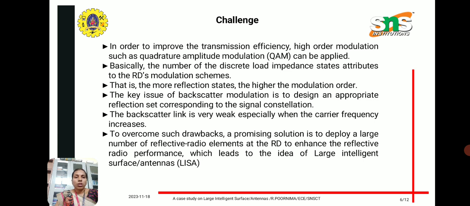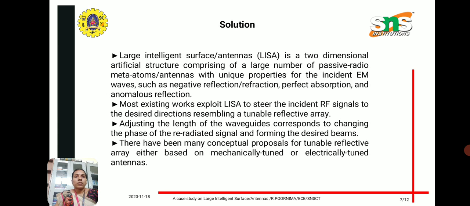So to overcome such drawbacks, a solution is to deploy a large number of reflective radio elements at the reflective device to enhance the reflective radio performance, which leads to the idea of large intelligent surface antennas. So the reflective arrays and reflective elements are combined. The solution is a two-dimensional artificial structure comprising a large number of passive radio meta elements, that is, metamaterial antennas with unique properties for incident electromagnetic waves such as negative reflection or refraction, perfect absorption and anomalous reflection.